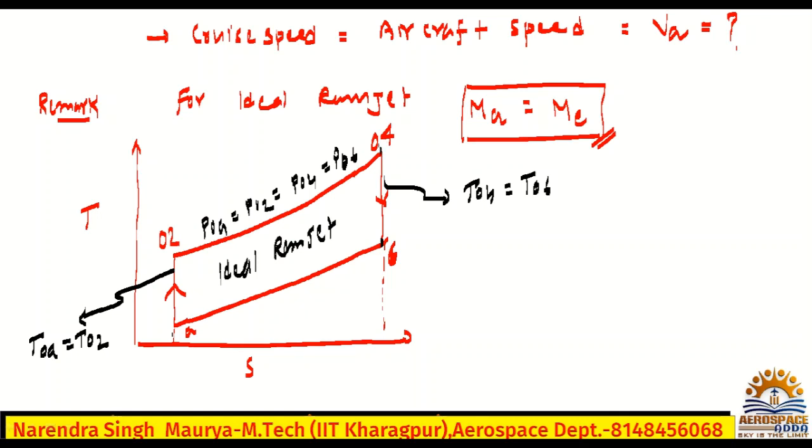All right, this is the TS plot for the ramjet. That is done. So this is a very important point, so I will mark 2 stars here. Now we'll solve this problem because they are asking for cruise speed. So we'll write this. Okay.